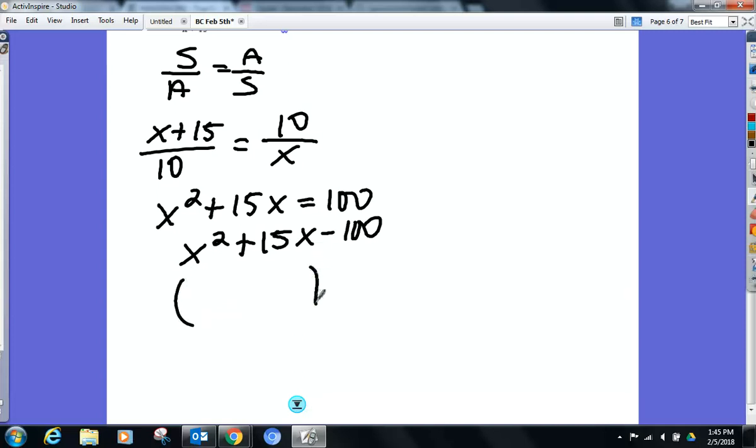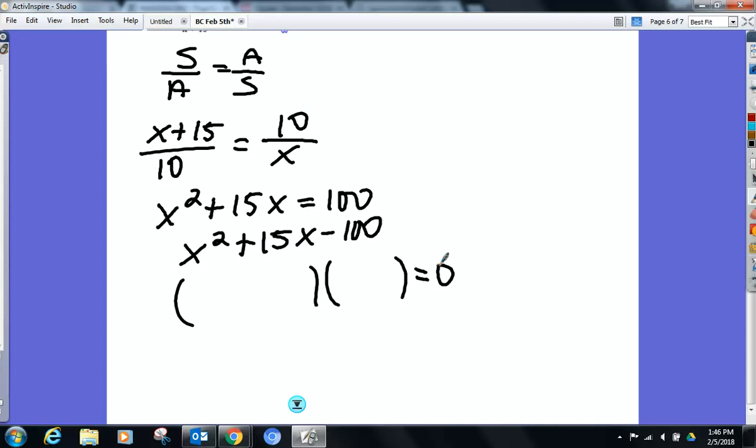We're in honors, sorry. If you want to use your quadratic formula, you go right ahead. We're factoring this beast. What's your C value up here? C value? Negative 100. So I'm looking for two numbers that have to multiply to 100, but are somehow going to give me 15 when I add them together.